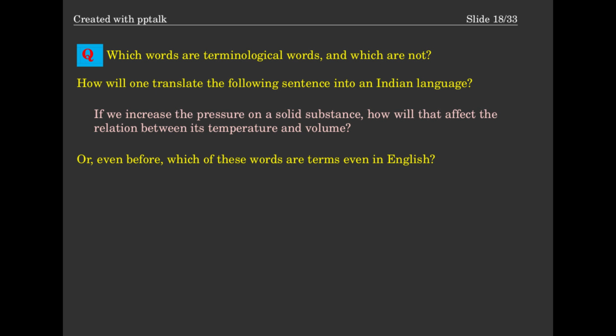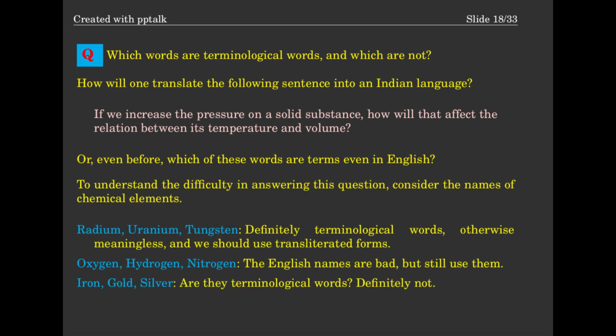So, the first question that one encounters is the following. Which words are terminological words and which are not? If I give you the following sentence, if we increase the pressure on a solid substance, how will that affect the relation between its temperature and volume? Which of the words in this sentence are terminological words? Even in English. To understand the difficulty in answering this question, consider the names of various chemical elements. Radium, uranium, tungsten. Okay, they are definitely terminological words. Nobody would debate about that. These words are otherwise meaningless, and we should definitely use only the transliterated forms when doing any writing in Indian languages.